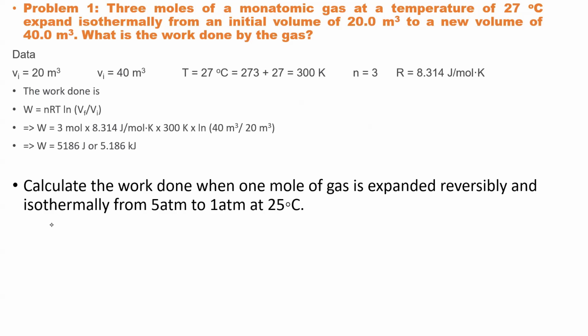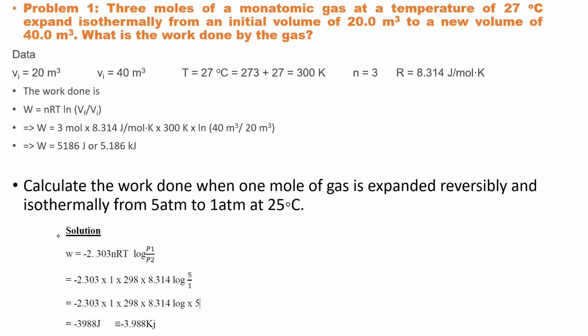So now another example, calculate the work done when 1 mole of a gas is expanded reversibly and isothermally from 5 atm to 1 atm at 25 degrees centigrade. So this one is also simple. So remember I told you if we are going to substitute the ln with log, we are going to introduce a constant value. And the constant value is minus 2.303 nRT log P1 over P2.